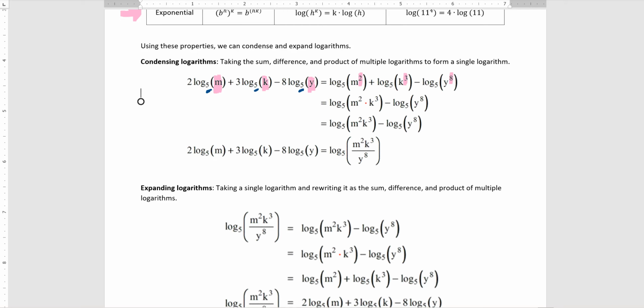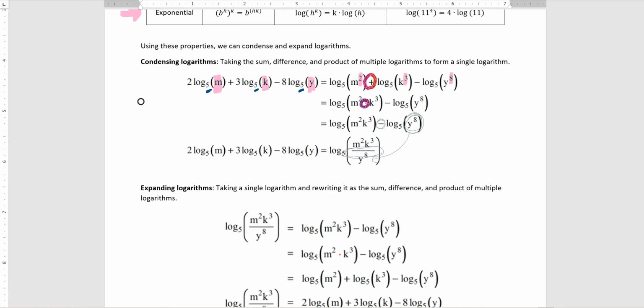Now check this out. We are adding together log base 5 of m squared and log base 5 of k to the 3rd. That becomes multiplication as one log: log base 5 of m squared times k to the 3rd. Addition becomes multiplication. Lastly, we are subtracting log base 5 of y to the 8th. What does subtraction become? Subtraction becomes division. Subtracting y to the 8th is the same as dividing by y to the 8th in the argument. So that's how these properties can work.